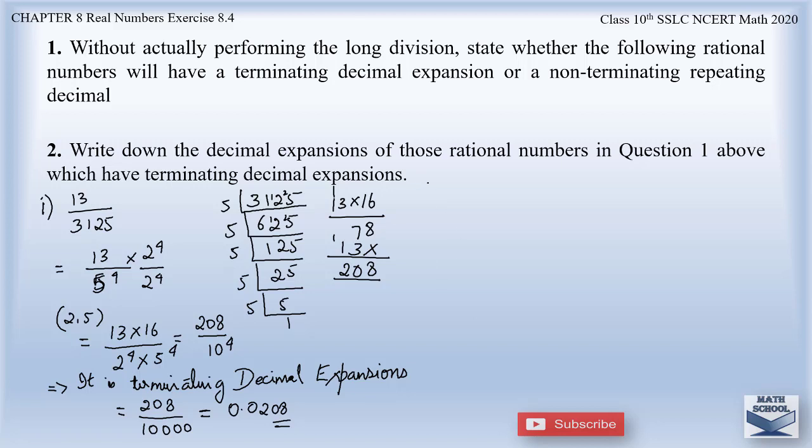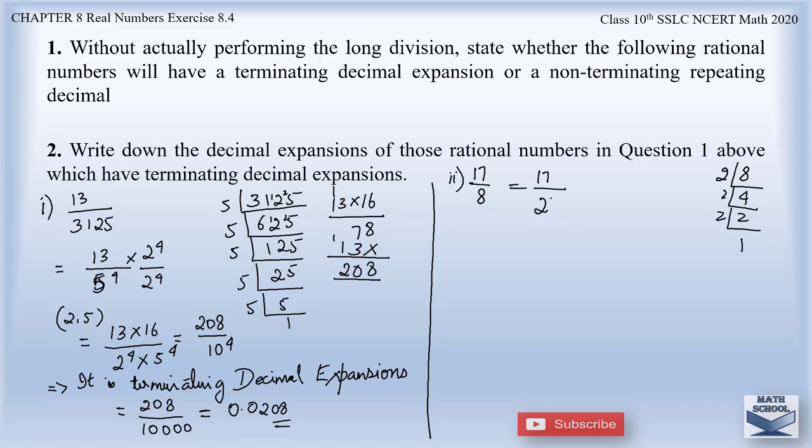So let us move to the next problem, the second problem, which is 17 divided by 8. Let us factorize the denominator first. Factorizing the denominator, we get 2 4s are 8, 2 2s are 4, and 2 1s are 2. So 8 can be written as 2 cube, and the number is 17 divided by 2 cube.